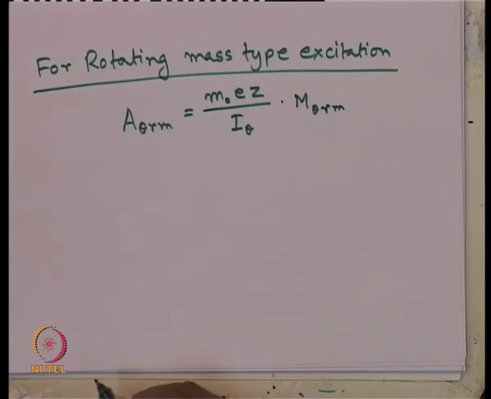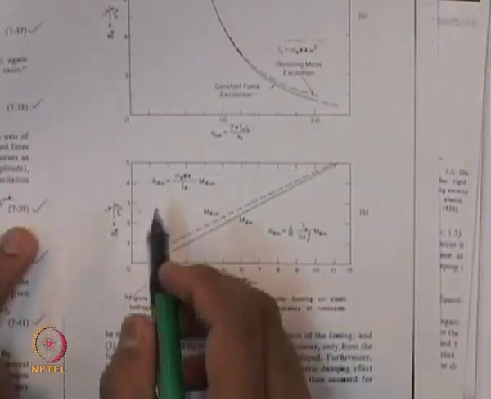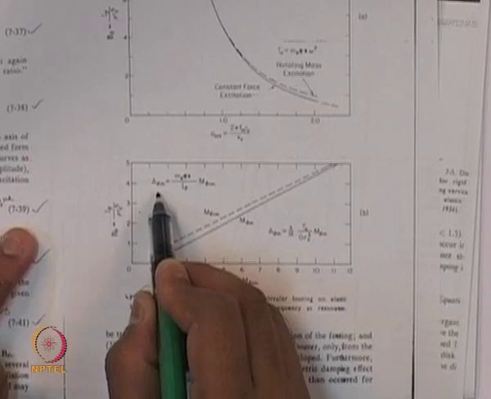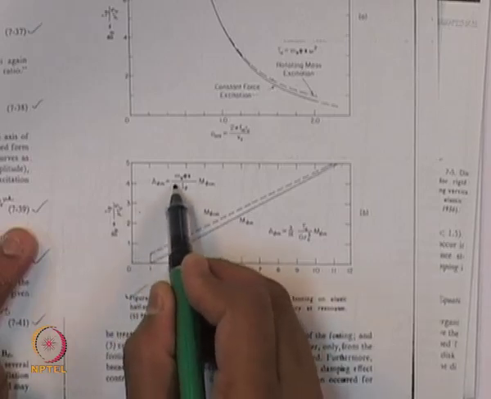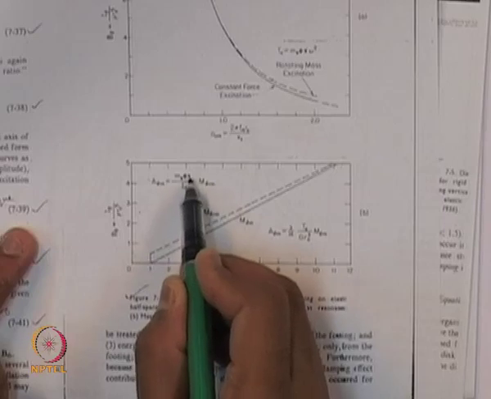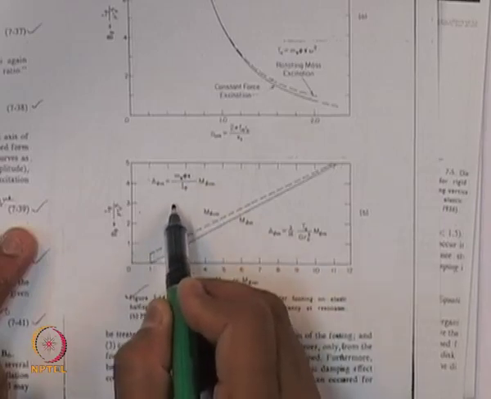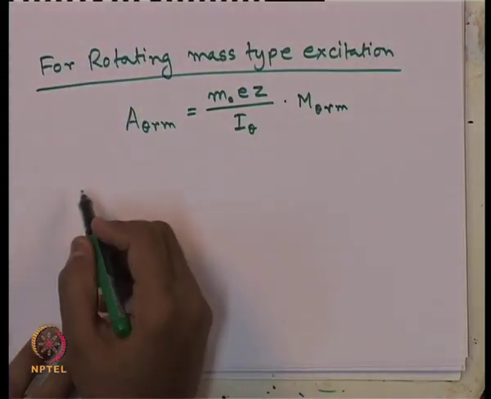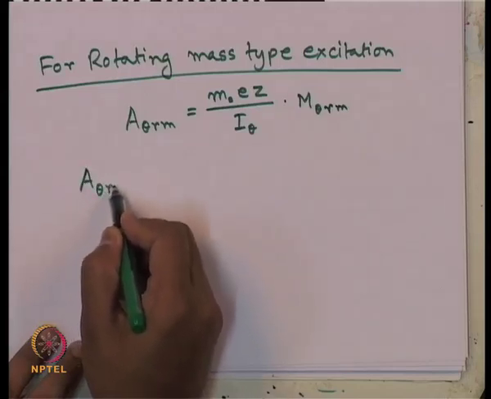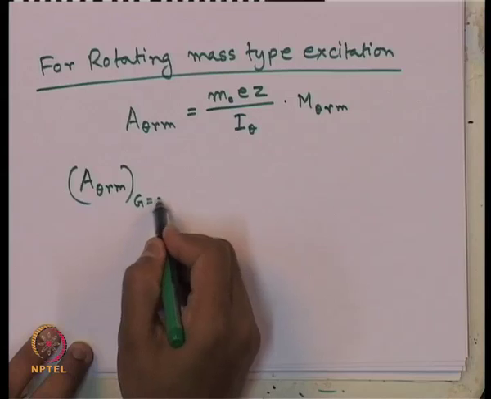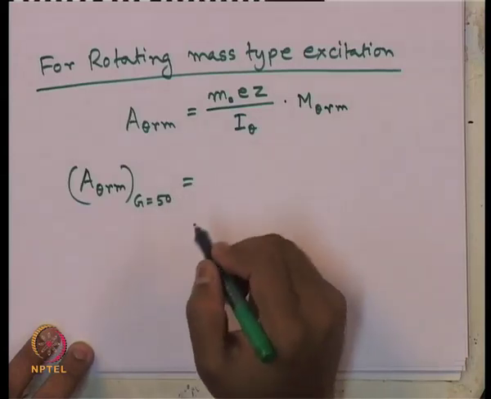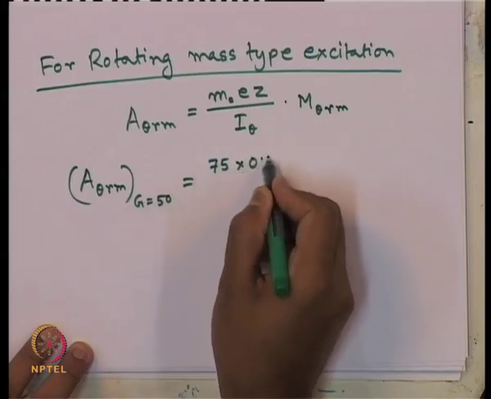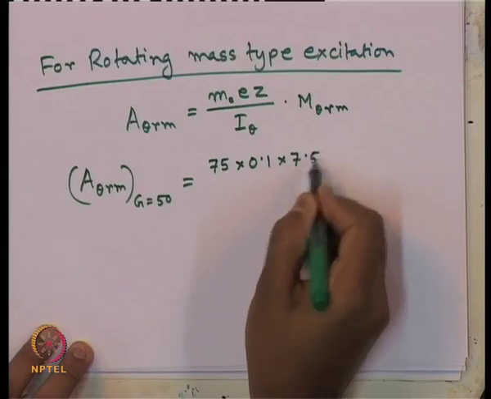If you look at the design chart, you can also see Aθ, this should be Rm, in the design chart for rotating mass type, mθ e times x, that is the lever arm, and by Iθ mθ,Rm. So, Aθ,Rm for the first type of soil, G equals to 50, how much are we getting? 75 into 0.1 into 7.5.